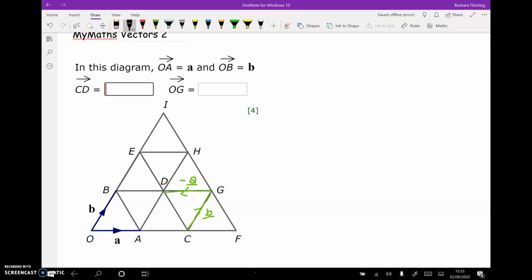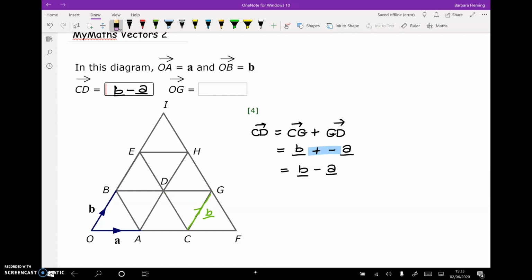So if we wanted to write this out mathematically, our vector C to D is the same as going from C to G, plus G to D. So C to G, we've already seen, is vector B, followed by our G to D, which is our minus A. Our mathematical rules still apply. A positive and a negative sitting side by side, we tidy that to be a negative. So B, take away A. So B, take away A is our vector C to D.